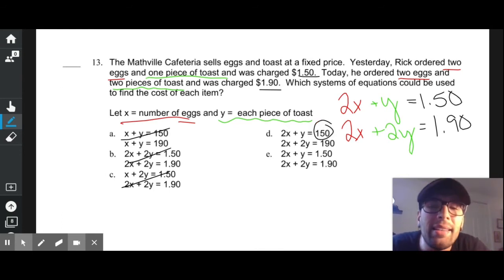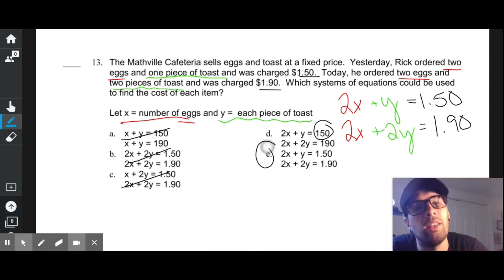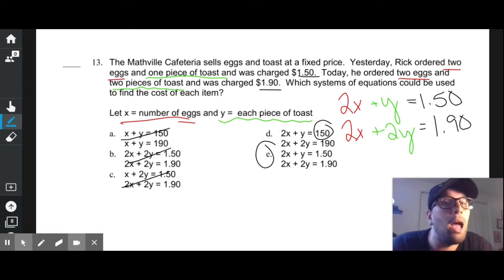That's crazy. That's the answer you should come up with. Much more reasonable of a price. Maybe if you went to Mathville preparatory school, that cafeteria, that's probably $150. Prices are outrageous at places like that.